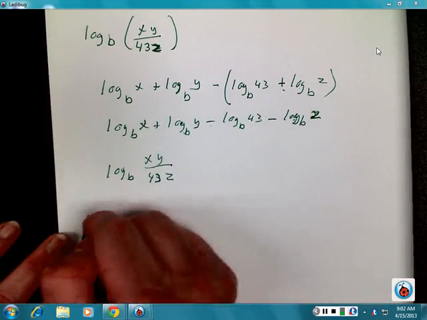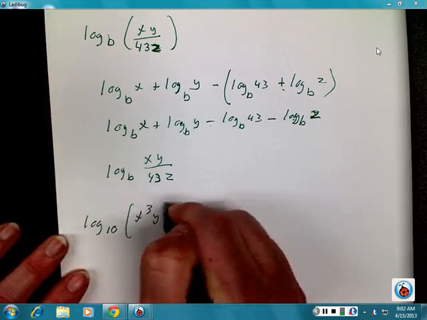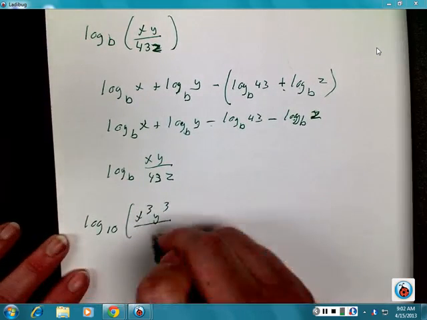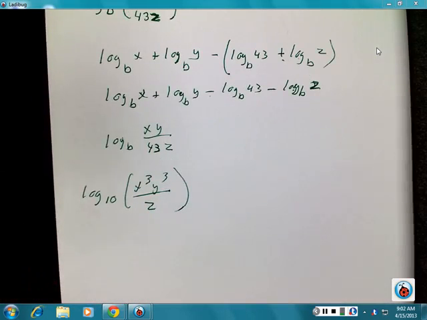Here's another one. Log 10 of x to the third, y to the third, all over z. So what would I get out of that one if I turned it around into its values that I can add and work with?